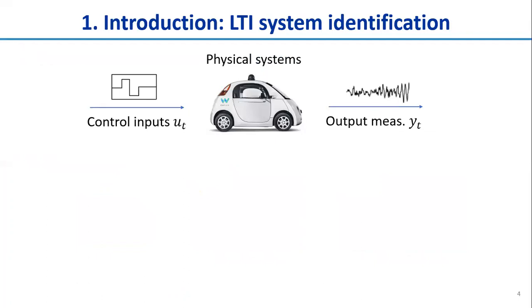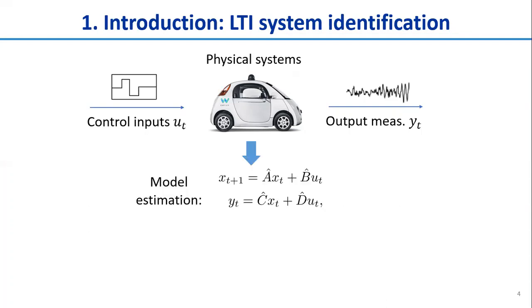On a high level, the system identification has the following procedure. We first inject some control input u_t into the system, and we measure the system response y_t. From this input-output data, we aim to use some identification algorithm to estimate a good system model A hat, B hat, C hat, and D hat.